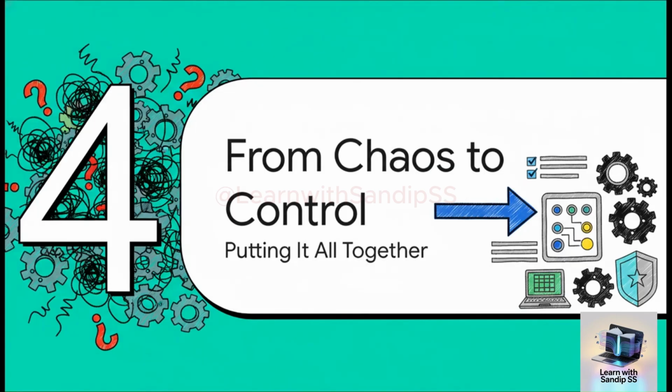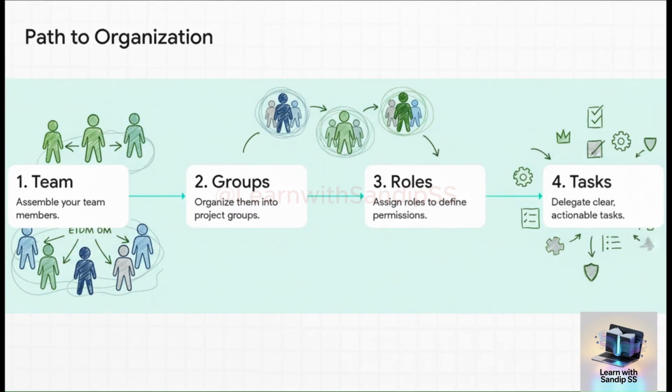Okay, let's bring this all together. What we're really talking about is a journey. It's a journey from that messy chaos of a poorly defined project all the way to the clean, focused control of a well-structured command center. And that path to getting organized, it's actually a really clear, logical progression. First, you pull together your team. Next, you organize that team into functional groups. Then, you assign specific roles to lock down permissions. And finally, you delegate clear, actionable tasks. Team, groups, roles, tasks. That's the formula for success right there.